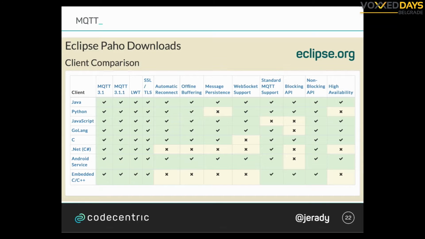And the good news is there's a lot of client implementation. For instance, what I'm using most, and we are using most in our project, is the Eclipse Paho implementation. It's part of the Eclipse IoT Foundation. And as you see, you have many supported languages. You will find a client for almost any popular programming language.